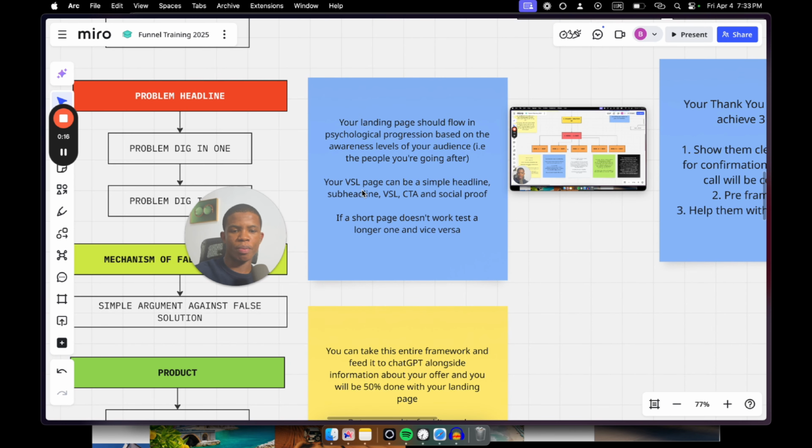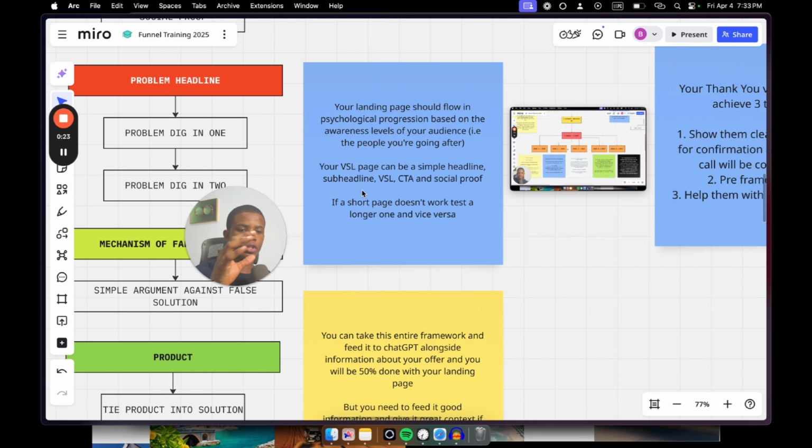And your VSL page can also be a simple headline, sub-headline, VSL, CTA, social proof. If a short page doesn't work, then you test a longer one. But usually what we do is that, for B2B offers, like for high ticket offers, we start with shorter pages. And if they do not work, I haven't seen a situation where they didn't actually work, we actually need to test more to get more data. And for low ticket offers, we usually do longer pages for those ones. So keep that in mind whenever you're building out a funnel.